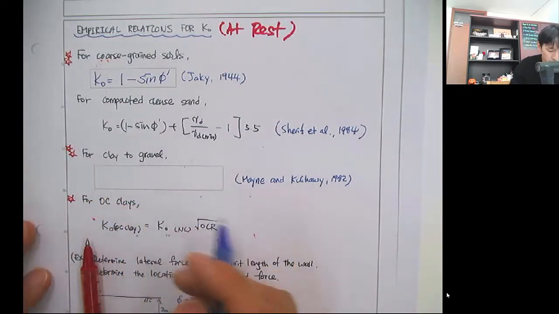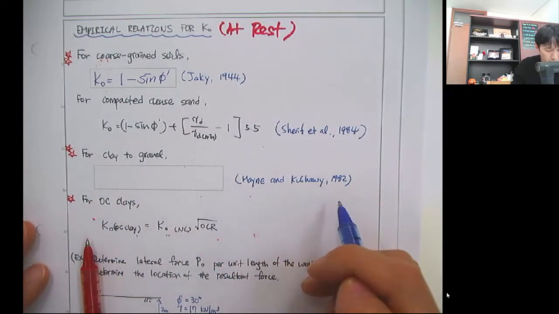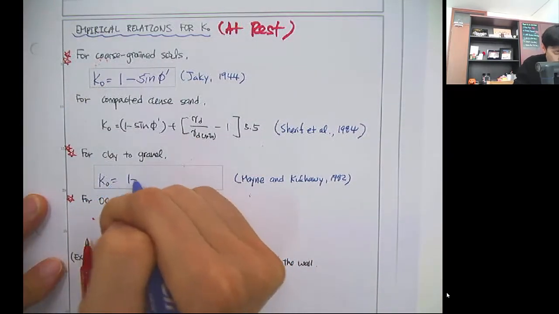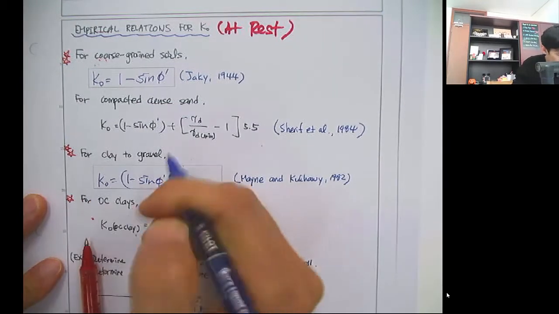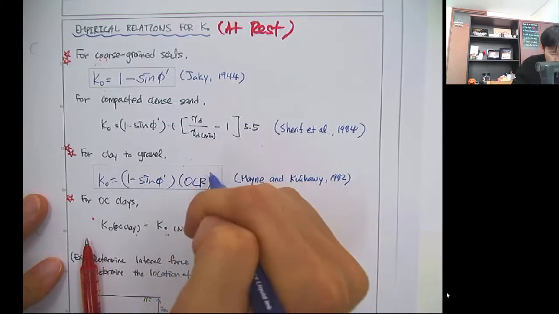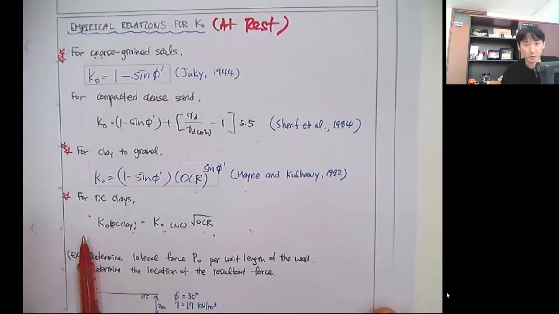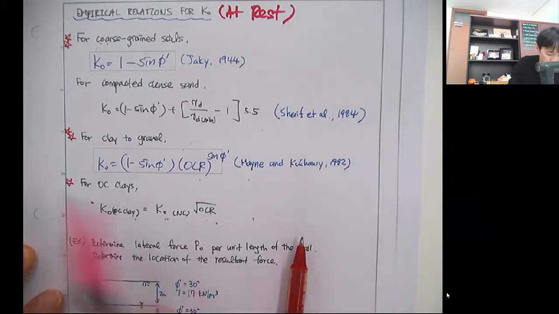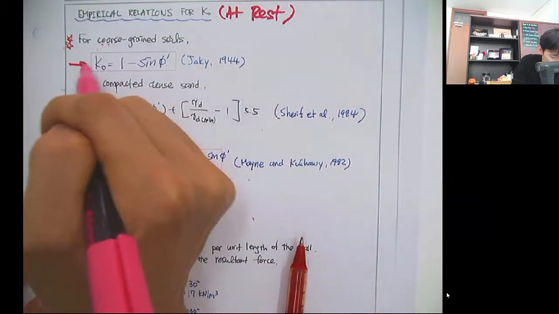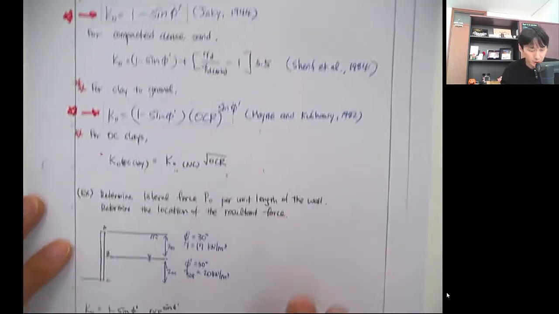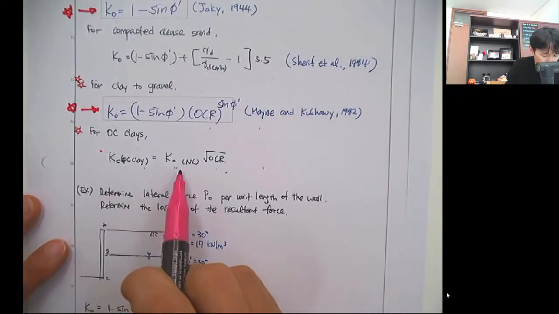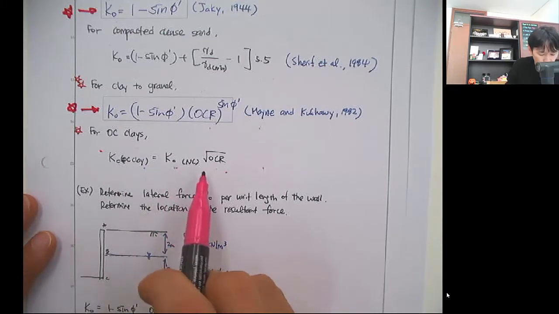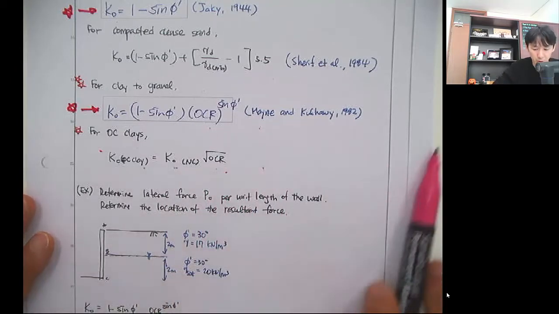And for clay to gravel, Mayne and Kulhawy also suggested an equation based on Jaky's equation: 1 minus sine phi prime times OCR to the power sine phi prime. And this equation also has been used quite a lot. This one and this one. And for OC clay, K0 of the NC clay times square root of OCR. This equation is also used.